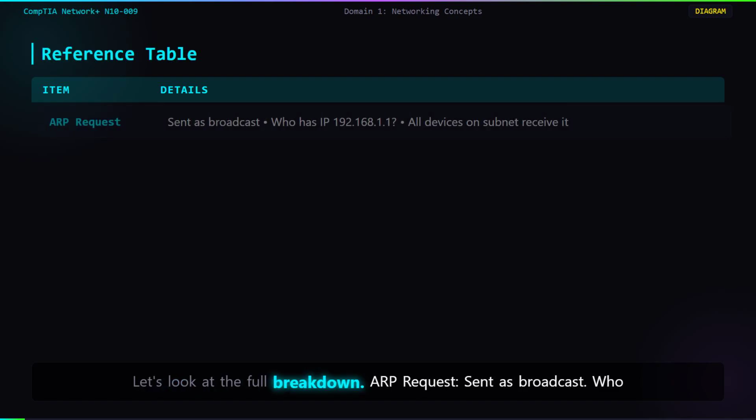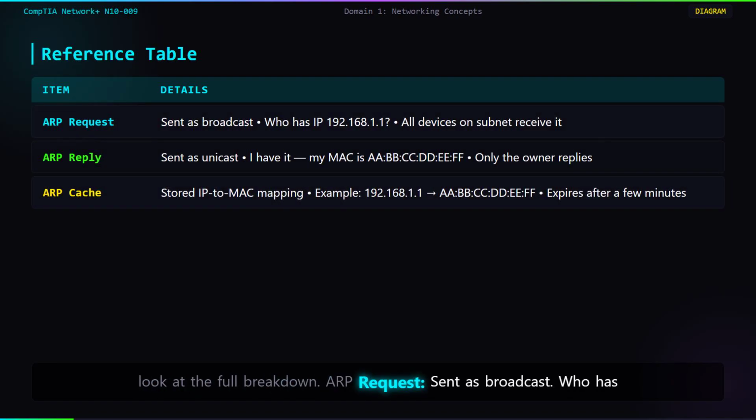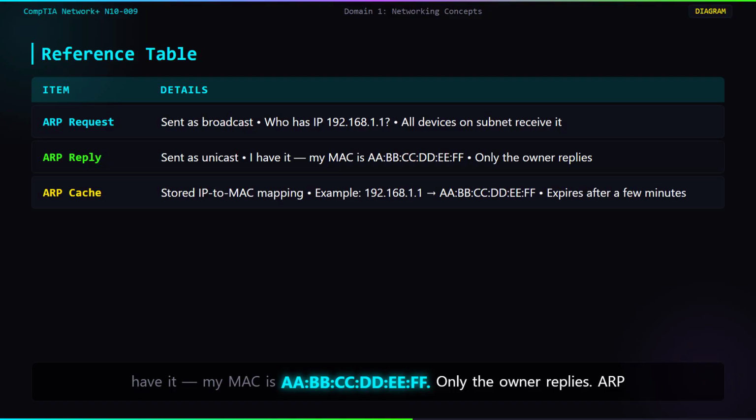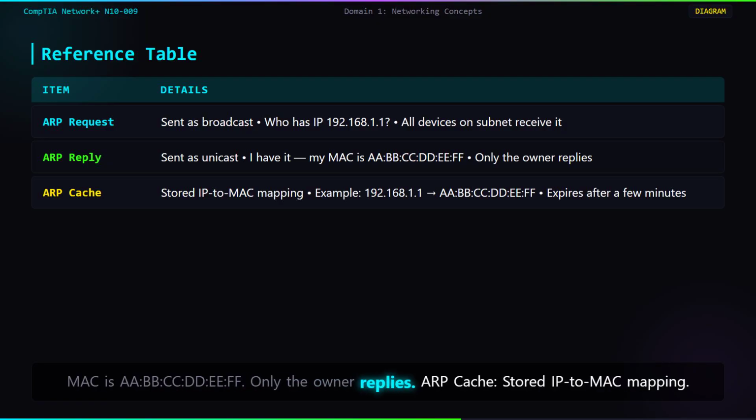Let's look at the full breakdown. ARP request, sent as broadcast. Who has IP 192.168.1.1? All devices on the subnet receive it. ARP reply, sent as unicast. I have it. My MAC is AABBCCDDEFF. Only the owner replies.